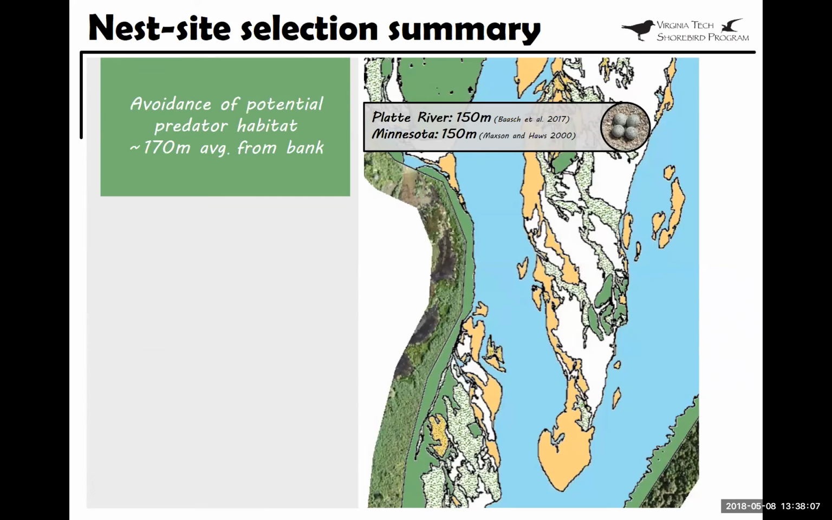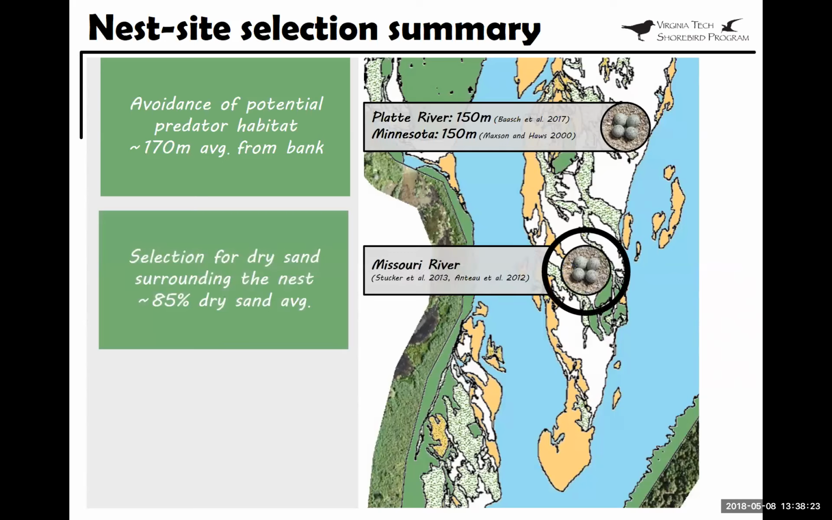So plovers selected nest sites based primarily on the distance to bank, which is that potential predator habitat. The average distance was about 170 meters, which is quite similar to observations of 150 meters found in 2 other populations of plovers. Nest sites had a higher proportion of dry sand than did the random sites, with about 85% dry sand on average. And this specific metric hasn't been measured in other populations for direct comparison, but in general, Missouri River birds nested in sites with a higher proportion of dry sand compared to silt.